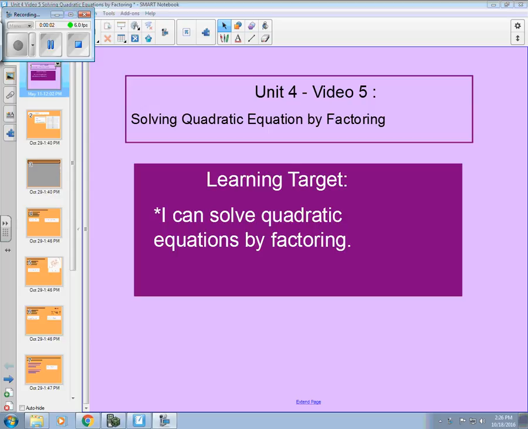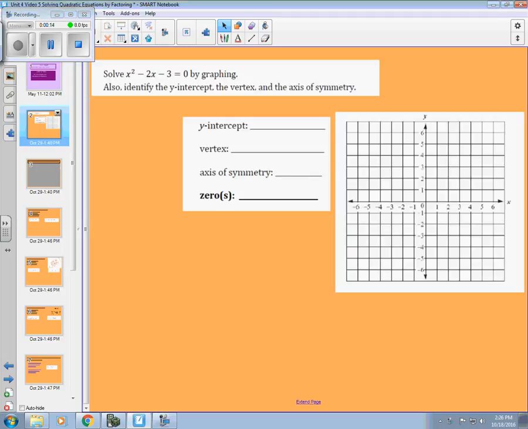Today we're going to be looking at solving quadratics by factoring. So we're going to look at how we can use some of that factoring we've done in the last couple of videos in order to actually solve it out. Before we do that, let's go back and review a little bit of what we did with graphing.